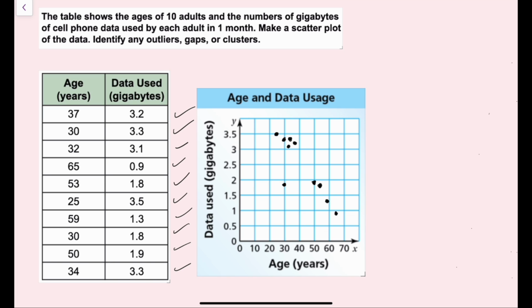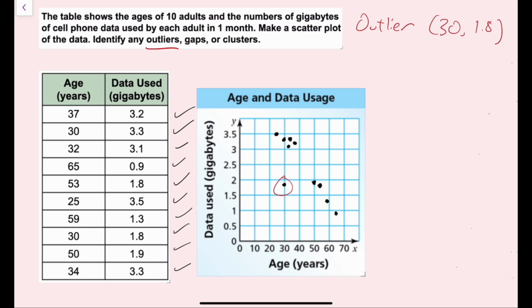All right, so now I need to identify any outliers, gaps, or clusters. An outlier is a data point that doesn't really look like it fits in with the rest of the data. That's going to be this point right here. So we have an outlier, and that is going to be at 30, 1.8. The interpretation of this is most people in this age range are using much more data, but this person is using much less data for their age range.